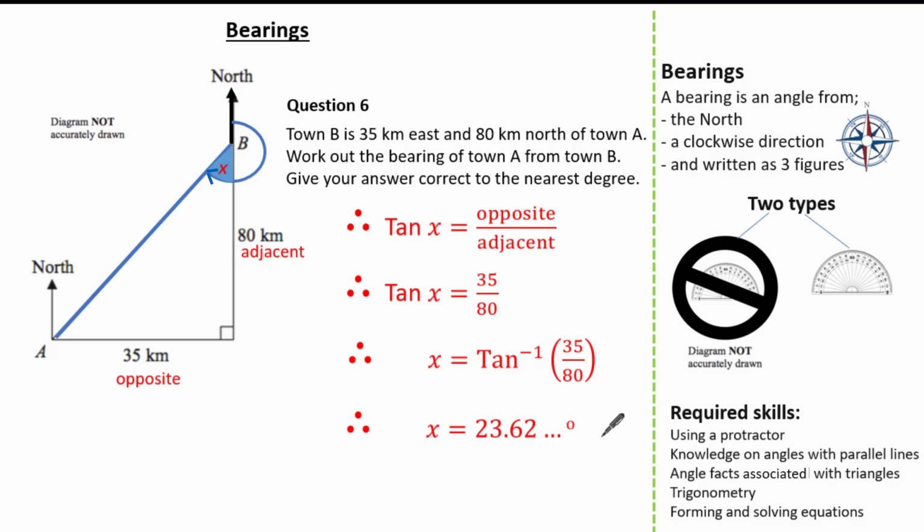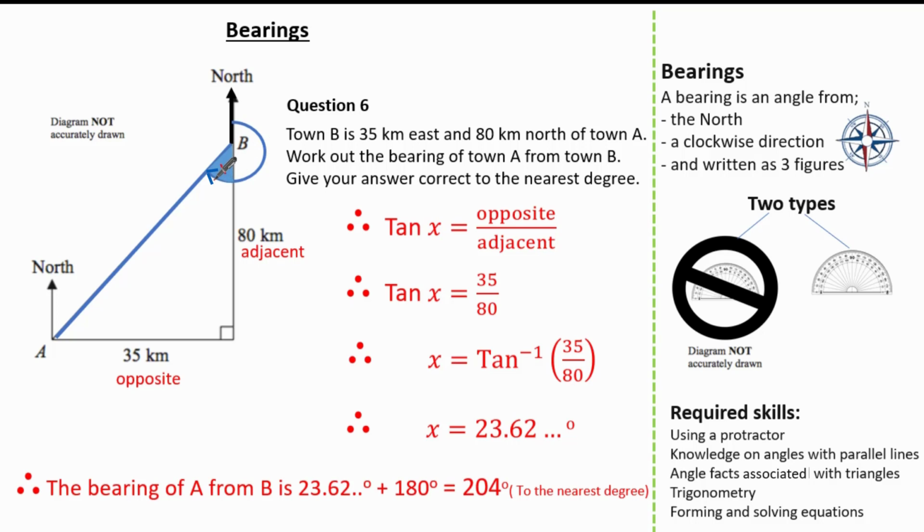degrees. Therefore, I know the angle x and I know this is 180 degrees. So the bearing from B to A is 23.62 degrees, add 180 degrees, which gives us an answer of 204 degrees, correct to the nearest degree.